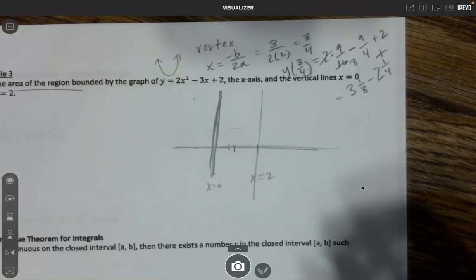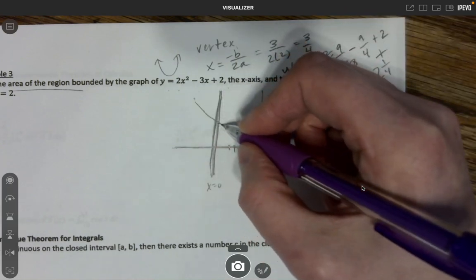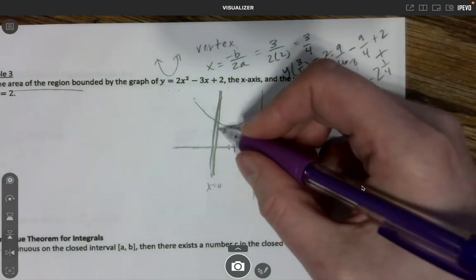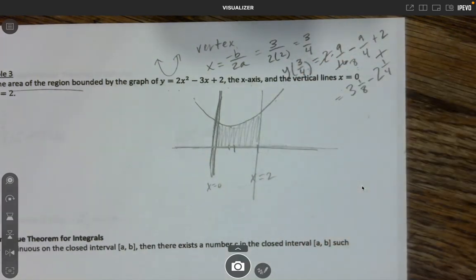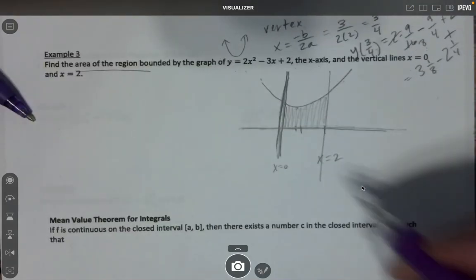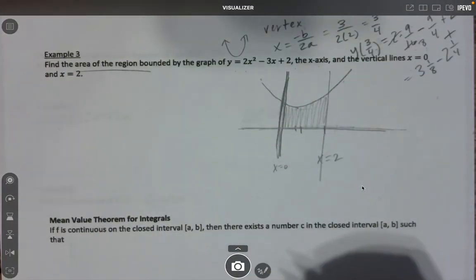So I know that when my x is 3/4, I'm at some kind of positive y value. I don't care what it is. My graph's going like this. So this is the area of that region I'm looking for. And this one does say area. So even if it was below my x-axis, I would be giving a positive answer anyway.